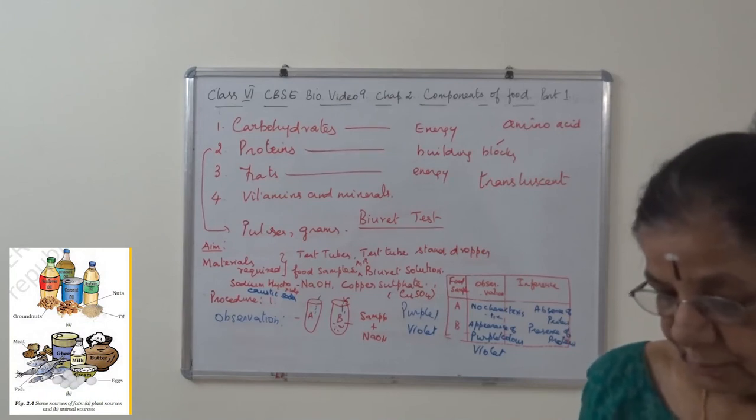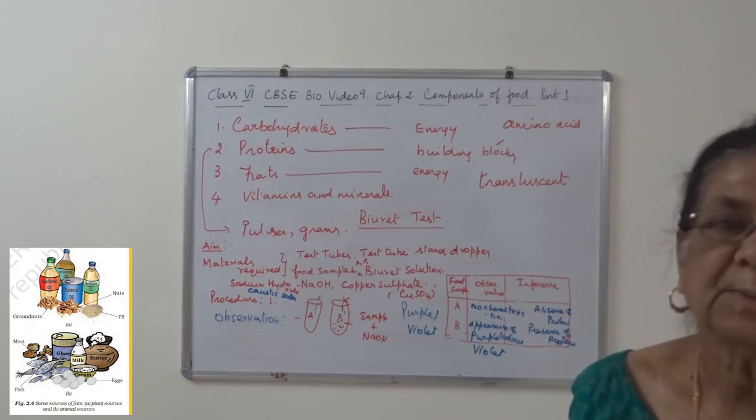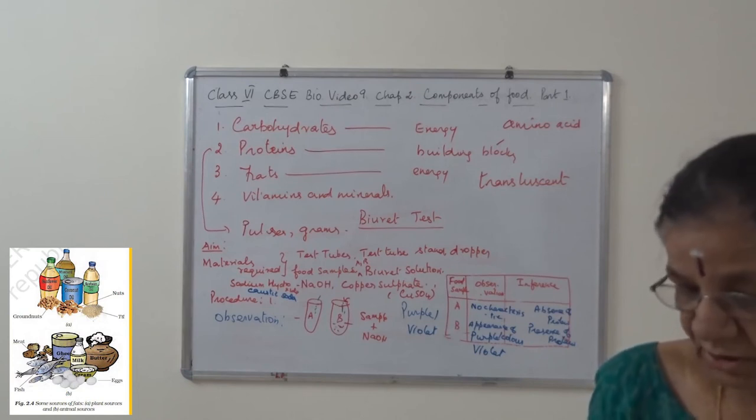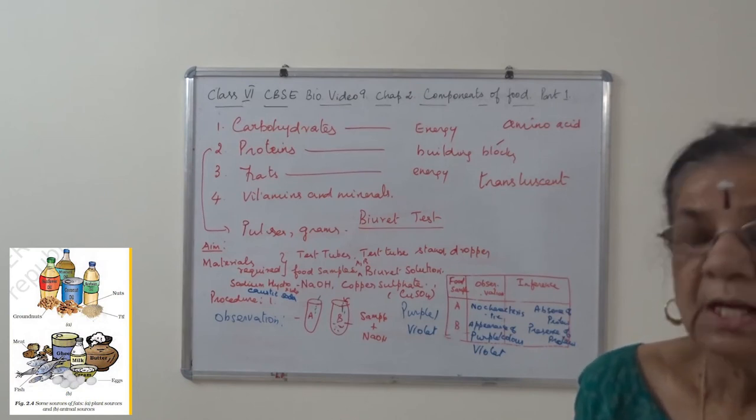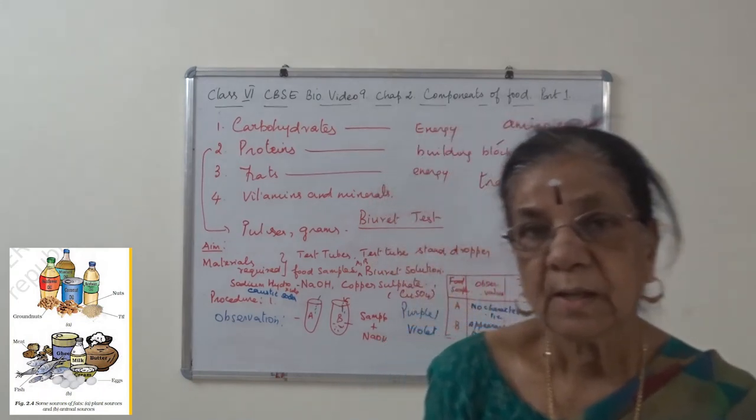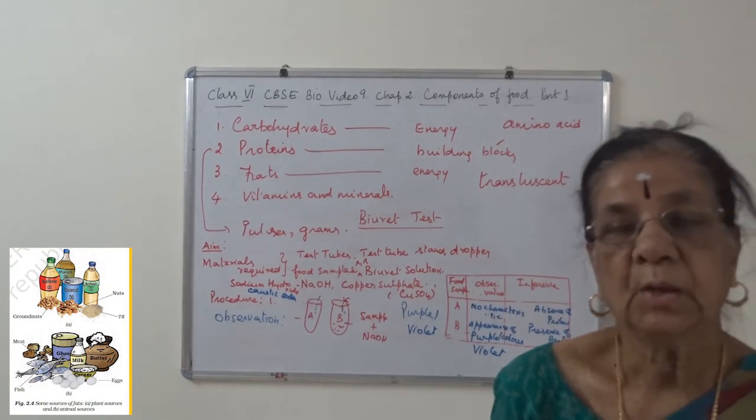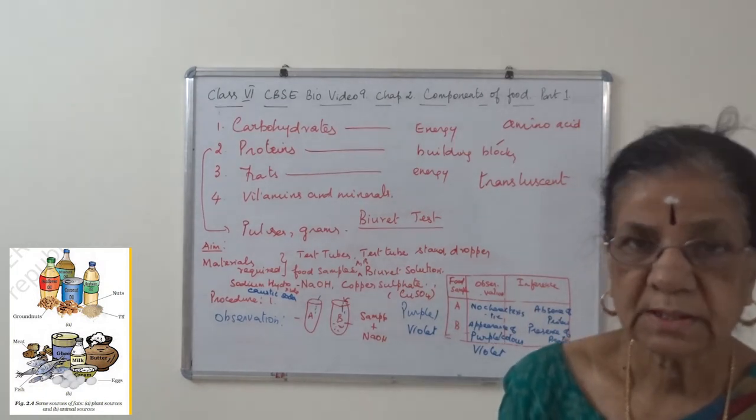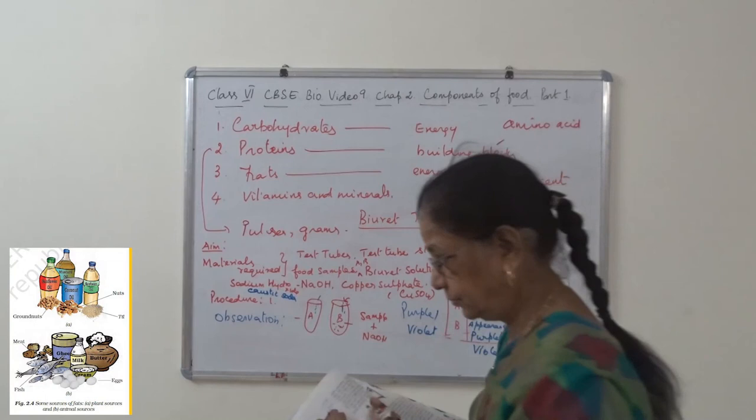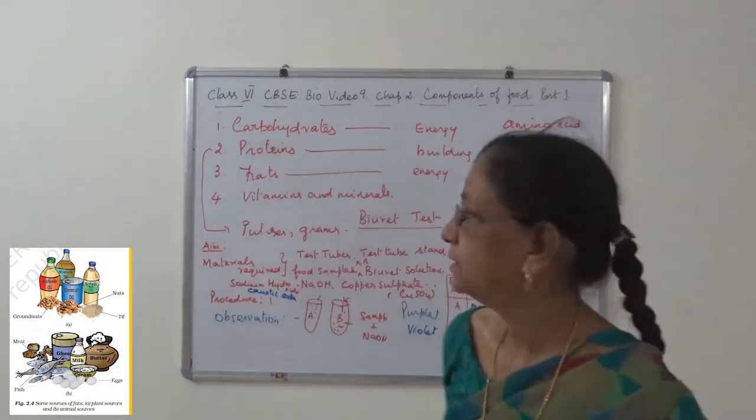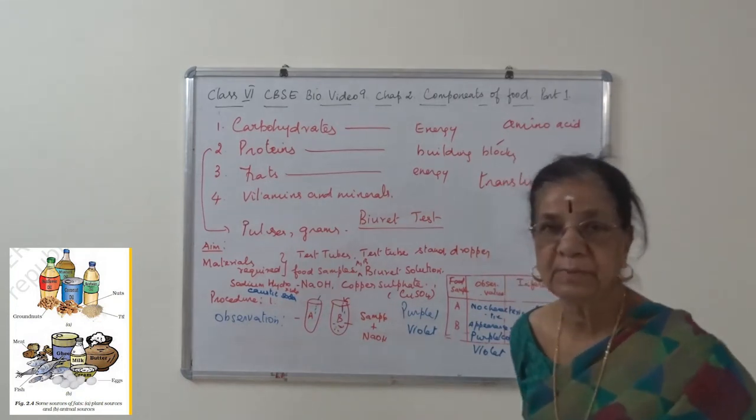Whereas animal sources: milk, fish, meat and paneer. These are the animal sources. And so proteins are body builders. We say body building foods are proteins. Are you clear? So these are the components of food: carbohydrate, protein, fat, and vitamins and minerals.